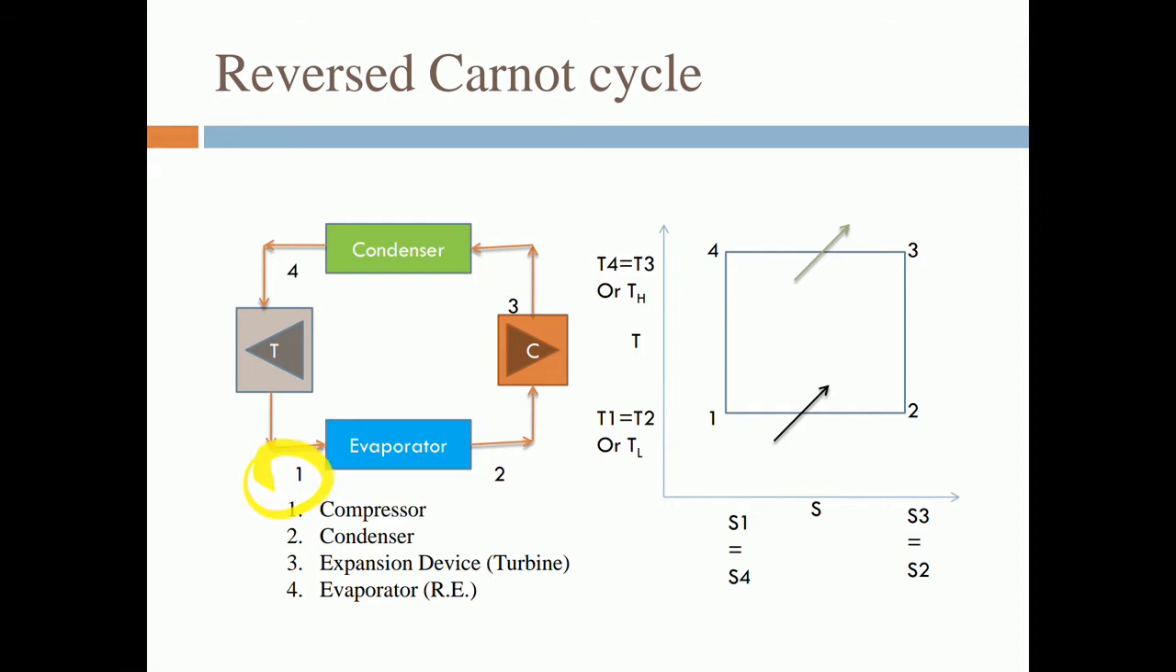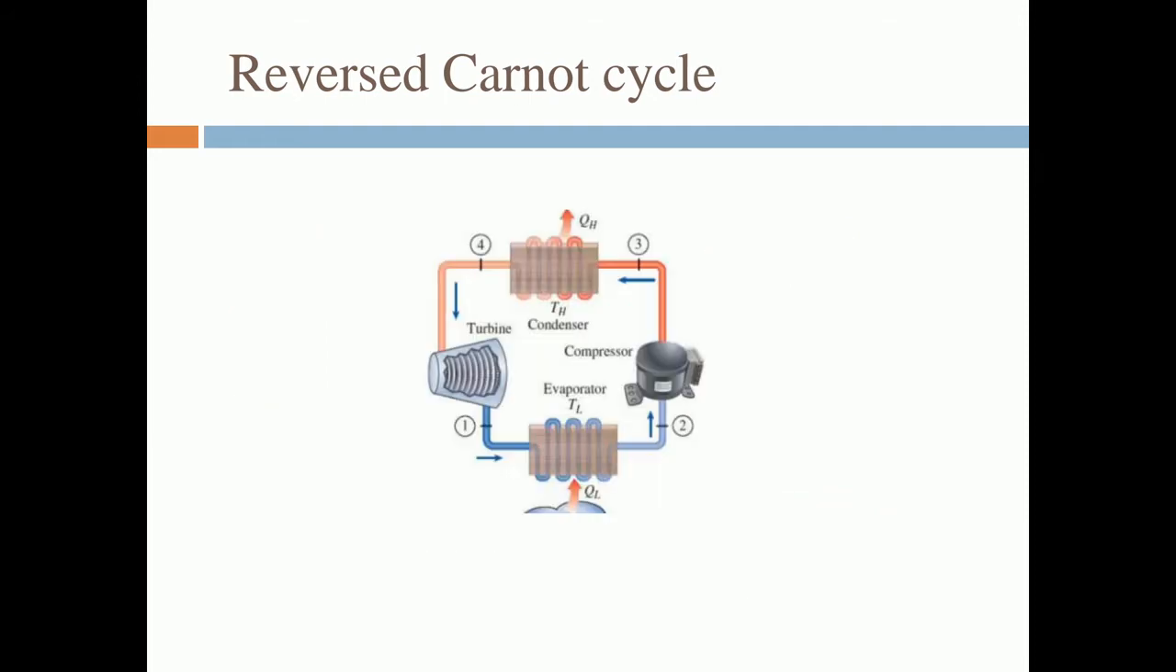That working medium absorbs heat from the substance, so its temperature and pressure are increased when it is out of the evaporator. It then enters the compressor again to complete the whole cycle. So that is the reverse Carnot cycle.